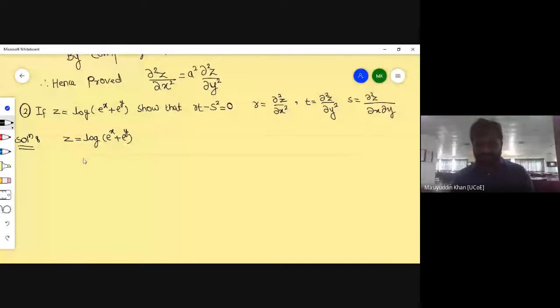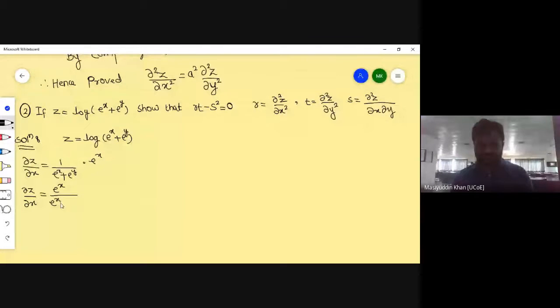First we have to differentiate this function with respect to x. So we'll get ∂z/∂x, which is equal to, the derivative of log, hope all of you are aware, 1 upon e raised to x plus e raised to y. Taking the derivative of this part with respect to x, we get e raised to x. Therefore, ∂z/∂x is equal to e raised to x upon e raised to x plus e raised to y.